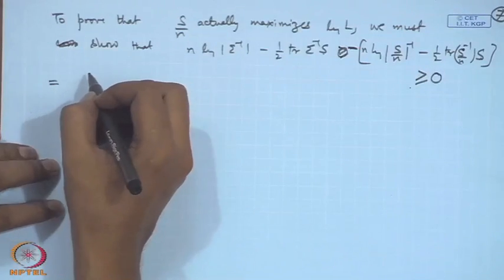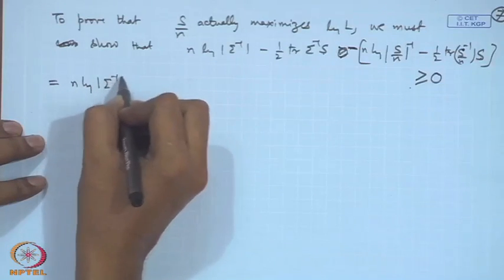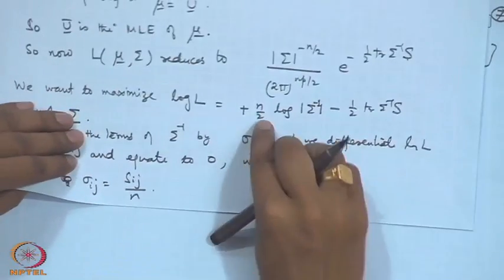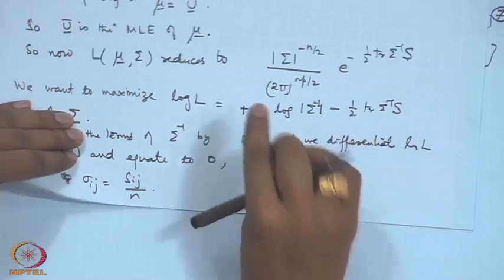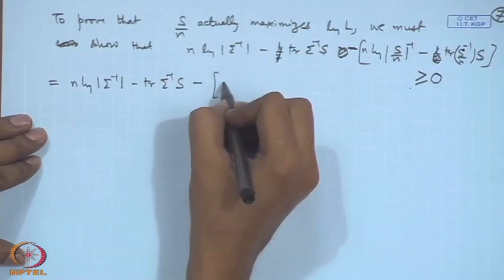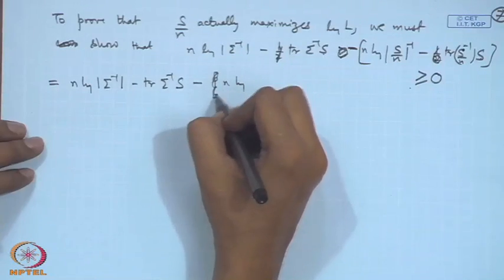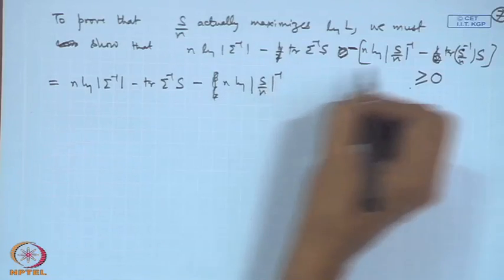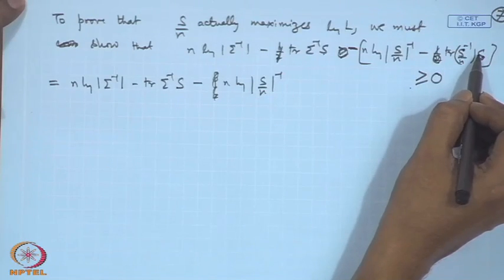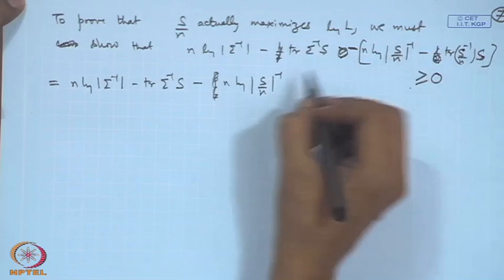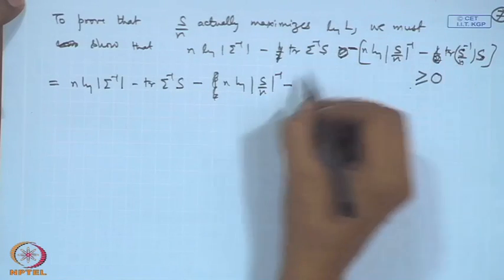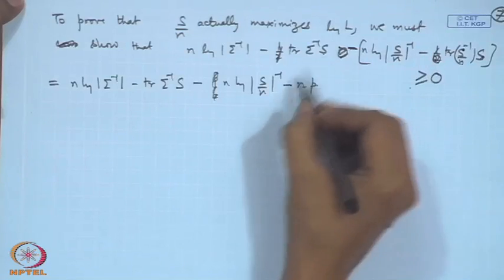Now, this difference, if you consider, is n log determinant of sigma inverse minus trace of sigma inverse S minus n log determinant of (S by n) inverse. The half I can remove here, because in this term 2 divided by 2 was there and here also divided by 2 was there, so I can take it out. Now it is (S by n) inverse and here S inverse S will become I of p dimension. So, the trace will become equal to p, and there is an n in the denominator, so it will become n p, and this will become plus here.